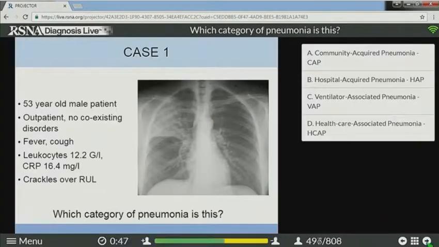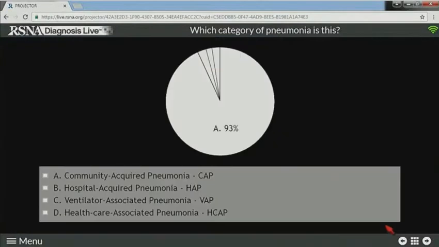And in the meanwhile, we have gotten many more votes. And that was a warm-up question, as you could see, so 90% of you got it correct. Congratulations. And this is community-acquired pneumonia. It was not too difficult.